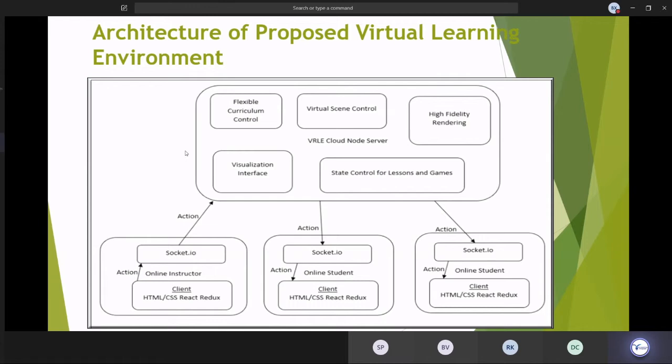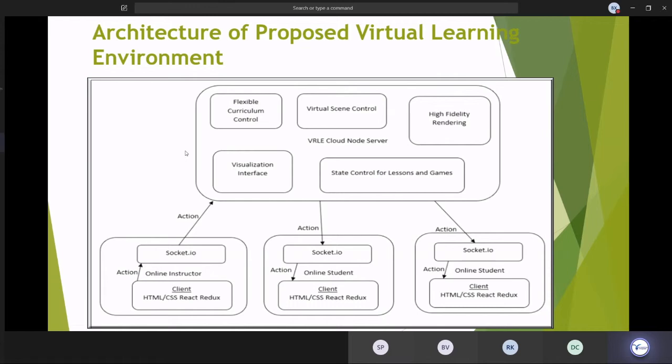These parts include flexible curriculum control, visualization interface, virtual scene control, high fidelity rendering, and state control for lessons and games. All these parts of the virtual reality learning environment cloud node server are designed with the combination of High Fidelity and cloud based gaming models.